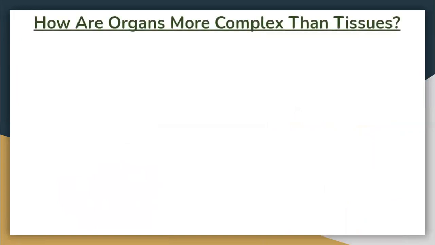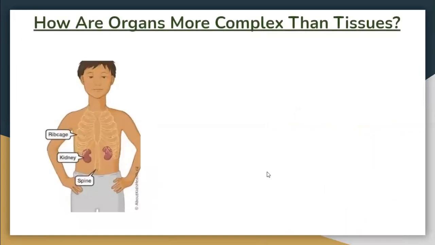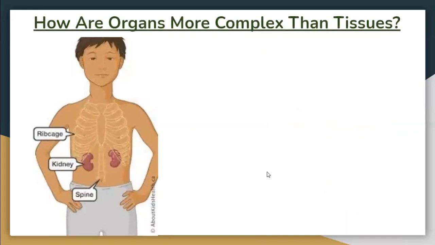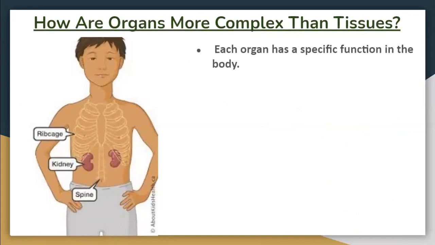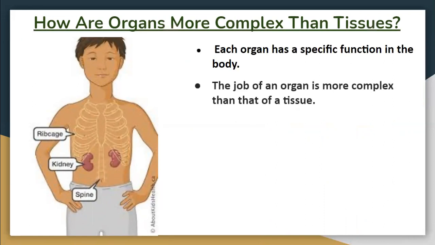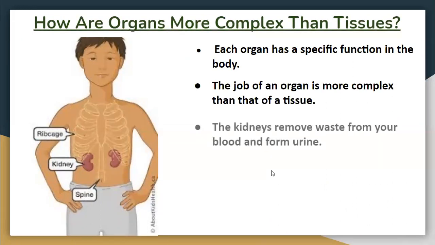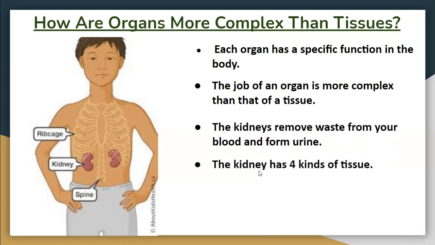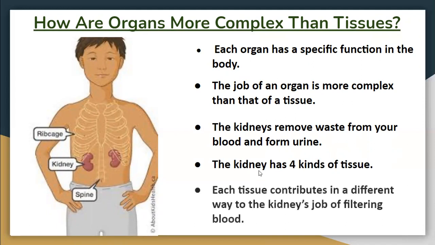How are organs more complex than tissues? Well, you have your rib cage, your kidney, and your spleen. So let's take the kidney, for example. Each organ has a specific function in the body. The job of an organ is more complex than that of a tissue. And the kidneys, for example, remove waste from your body and they form urine. The kidney has 4 kinds of tissue in it. Each tissue contributes in a different way to the kidney's job of filtering your blood. Very important to have your kidney.